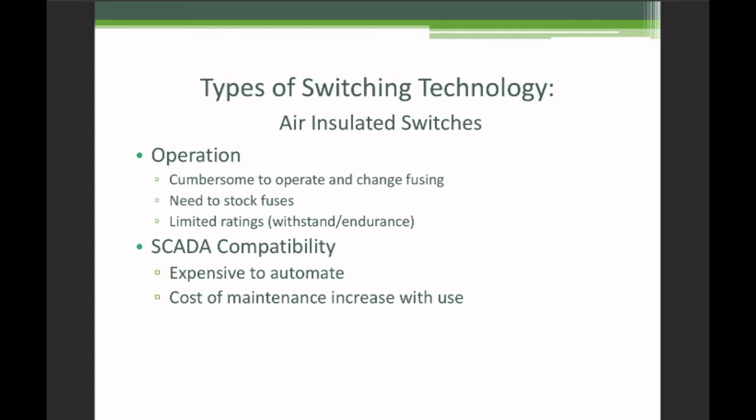In terms of SCADA, which was our remote control technology we discussed last week, they tend not to work very well with that. You can do it, but it's expensive, and you've now automated a switch that you can't really use very often before you have to take it down. So not a great use of funds under most cases.